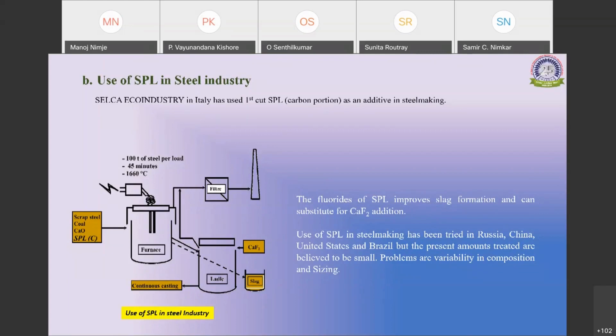The use of SPL in steel making has been tried in Russia, China, United States, and Brazil, but the present amounts treated are believed to be small. The problems are variability in composition and sizing of SPL.